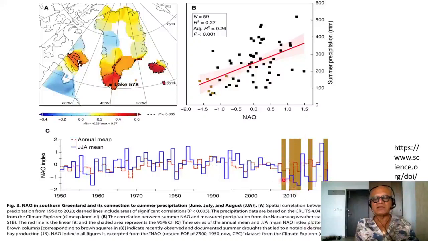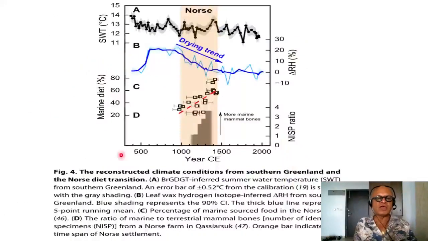So does this provide some ways to think about Vikings? Well, maybe. If we look at the reconstructed climate conditions from southern Greenland and the Norse diet transition over this period from about year 400 to 2010 or so, we can see the inferred summer water temperatures from southern Greenland, and there is a cooling happening with the Norse diet shift happening over here, and the drying trend is seen here.